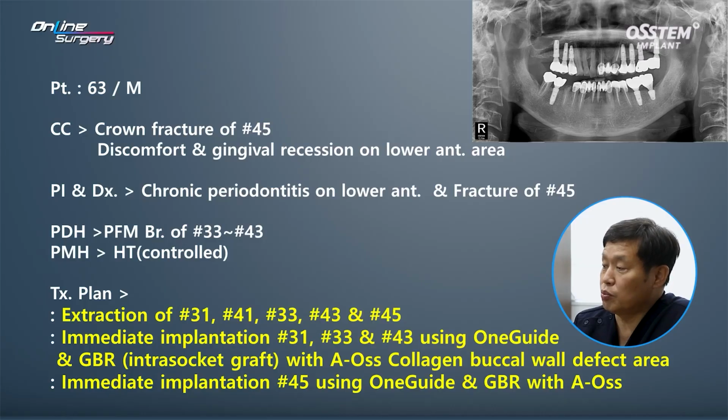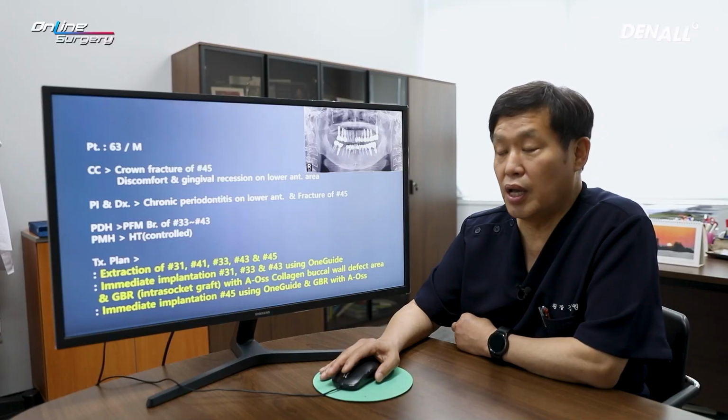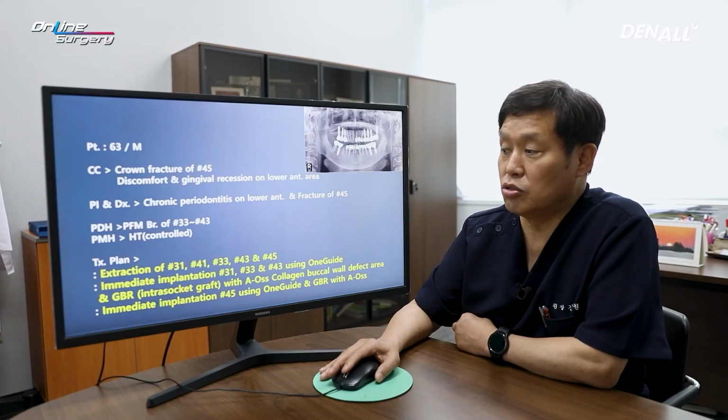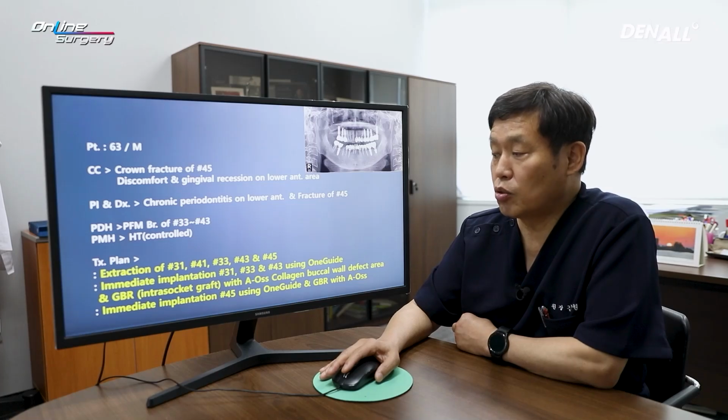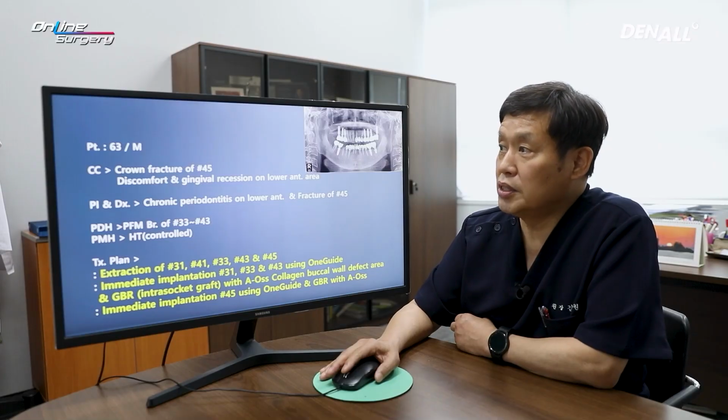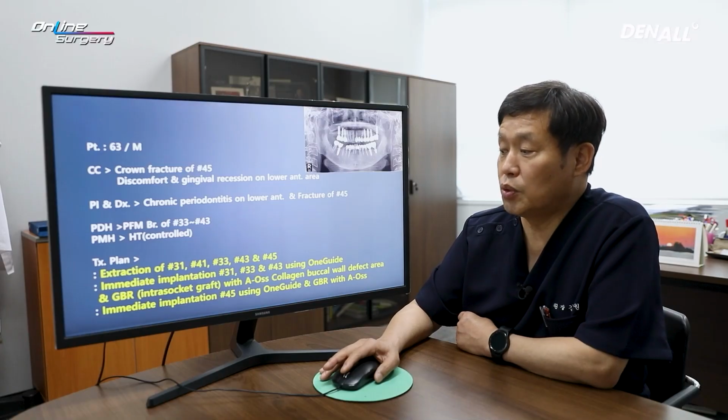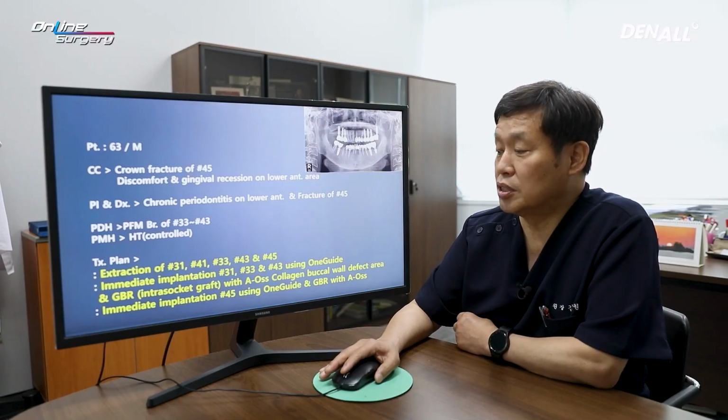Based on the CT scan, it seems that we will likely need to place a narrow 3.0 implant in the central incisor area with 4.0 or 3.5 implants planned for the canines. Since this is an immediate implant placement case following extraction, a gap within the socket is anticipated, so GPR was planned using A-Oss collagen, especially because there is a buccal wall defect. The patient was hesitant to have tooth 45 treated simultaneously due to anxiety, so the plan was to address it separately with immediate implant placement.